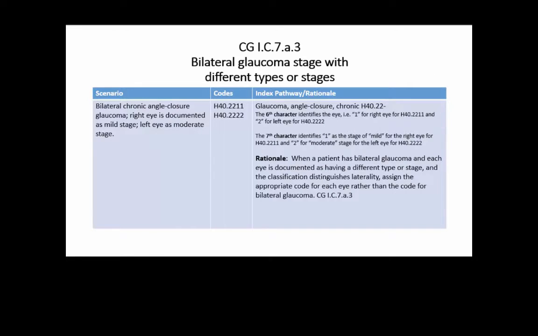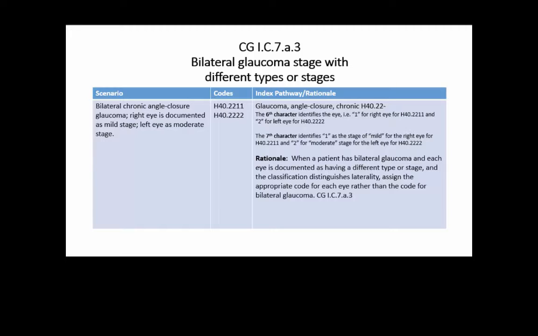Here's an example of a bilateral glaucoma with different types or stages. Bilateral chronic angle closure glaucoma. The right eye is mild stage, the left eye is moderate. The documentation is there telling us you've got both eyes involved, same type, different stages.